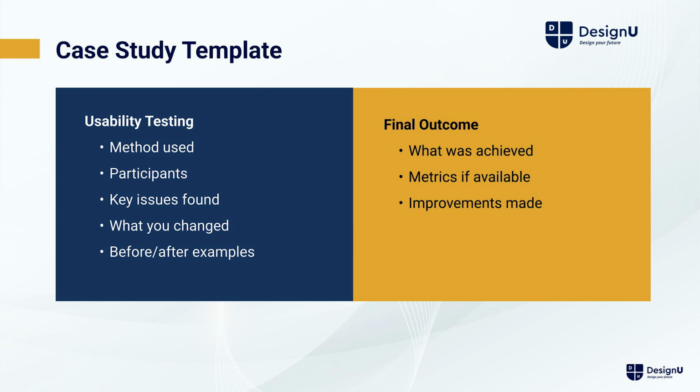So the final outcome is one of the most key items of your case study. What was the outcome of the project that you worked on, which you are writing this entire case study about? What was the final outcome? What did you achieve? What metrics did you generate, if any metrics are available? And what were the improvements that you made? You completed the product, and this is what it was before and now this is what it is.